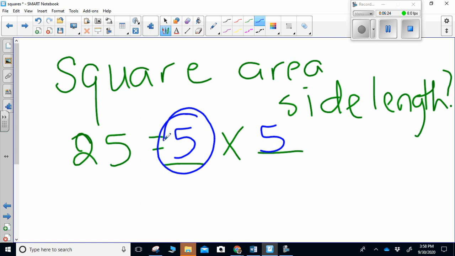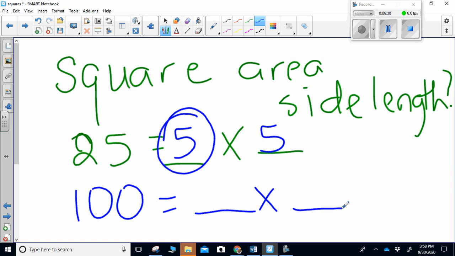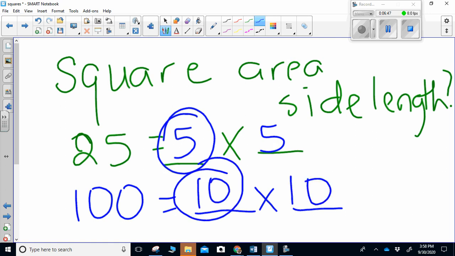Okay, let's say I had a square that had an area of 100. What times what equals 100? And they have to be twins. So what is the side length of a figure that has an area of 100? Okay, that has to be 10. So the side length would be 10.